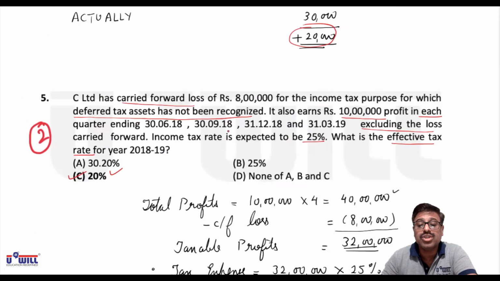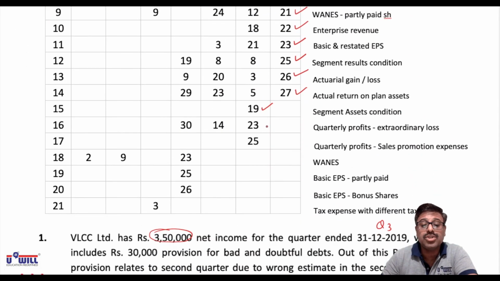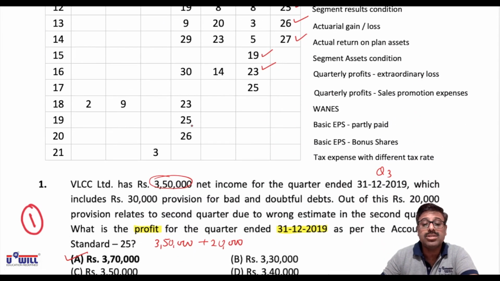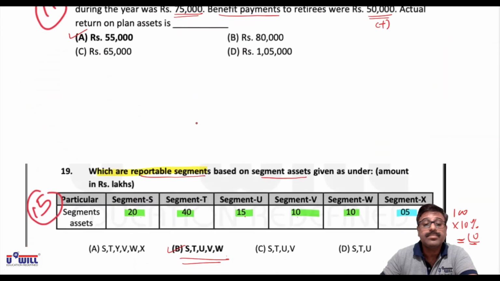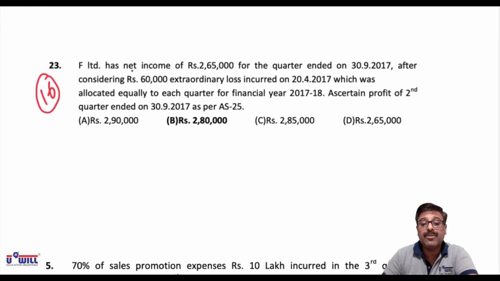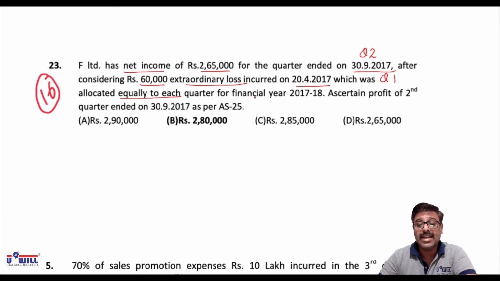Now similar to this question 15, there is no other question asked on assets condition. Now 16th variety of question, look at 23rd question of March 2019 based on extraordinary loss, quarterly profits. F Limited has net income of 2,65,000 for the quarter ended 30th September 2017, means second quarter, after considering 60,000 extraordinary loss incurred on 20th April, means quarter 1, which was allocated equally to each quarter for the financial year 17 to 18. Ascertain the profit for second quarter.